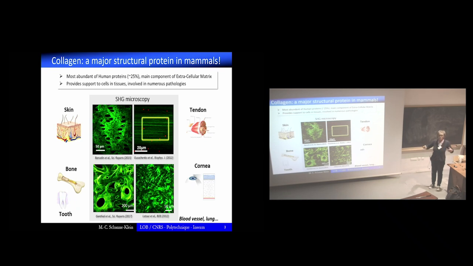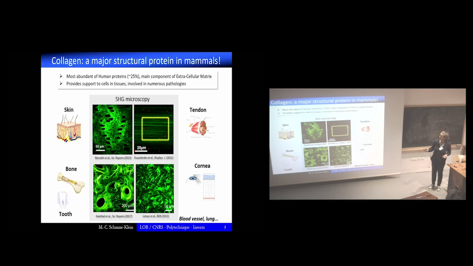That is very important in many tissues. Of course, you know that there is collagen in skin, but it's not the only tissue. Tendons are mainly composed of collagen, so it's a rope of collagen. Bones have a mineral part, but also an organic part that is composed of collagen. Cornea is almost composed only of collagen. There's collagen also in blood vessels, lungs, so everywhere.